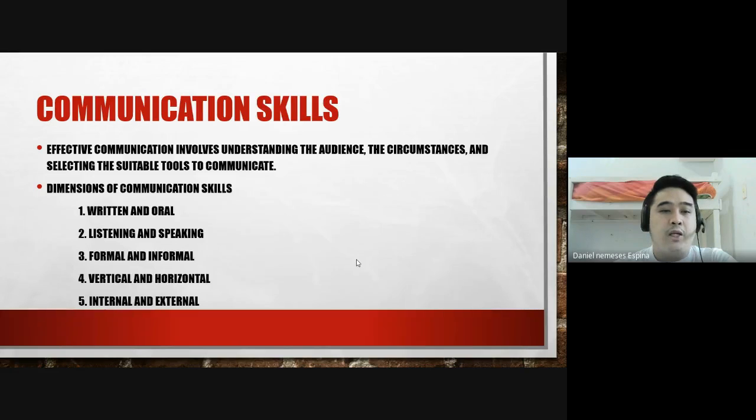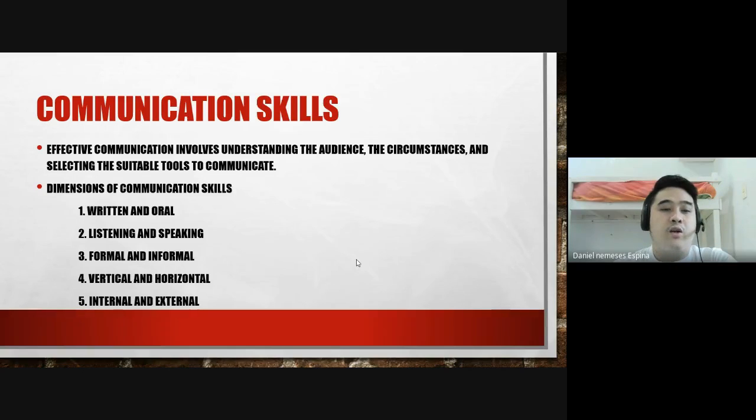So dimensions of communication skills. So these are the dimensions. Okay? So first, you have the written and oral communication skills. So although maayo ka og written and oral communication skills, there are also other dimensions nga dapat pud nimo ma-acquire. Okay? Or if naa na, dapat nimo ma-improve. So such as how to listen to people. Okay? And how to speak. So listening and speaking. Then how to do the formal communication and informal communication. So kanus-a nimo gamiton ang formal communication and informal communication.